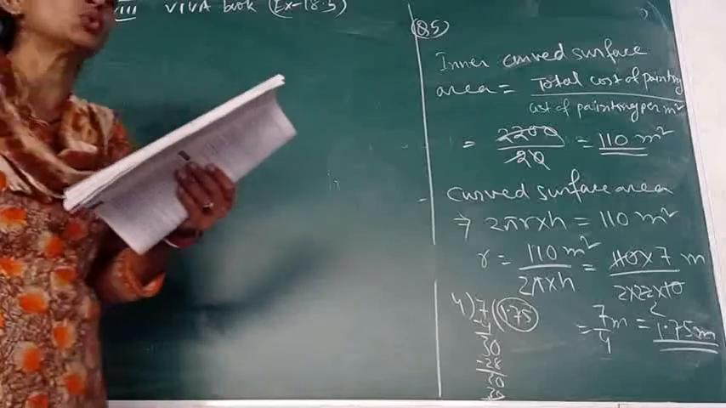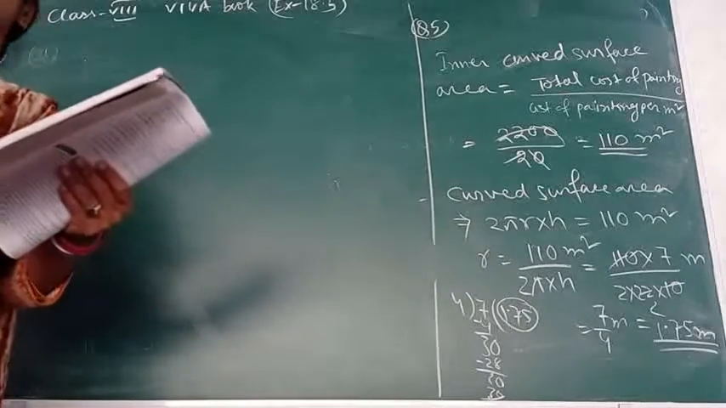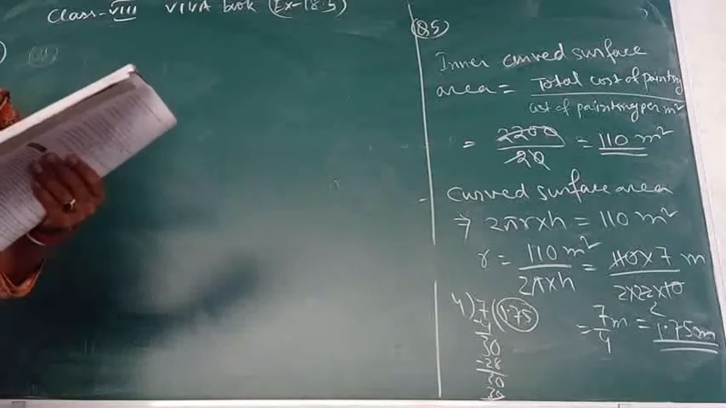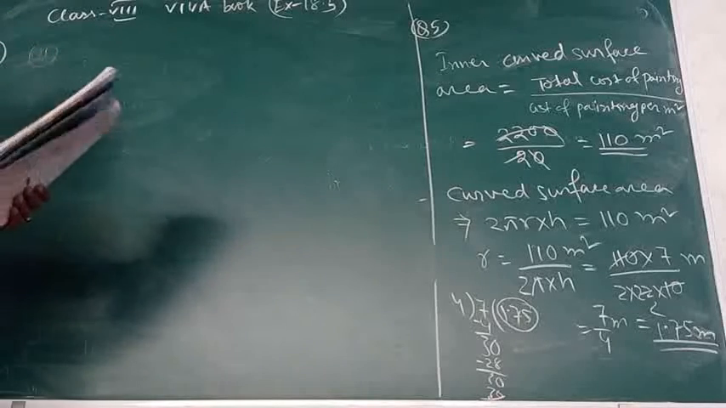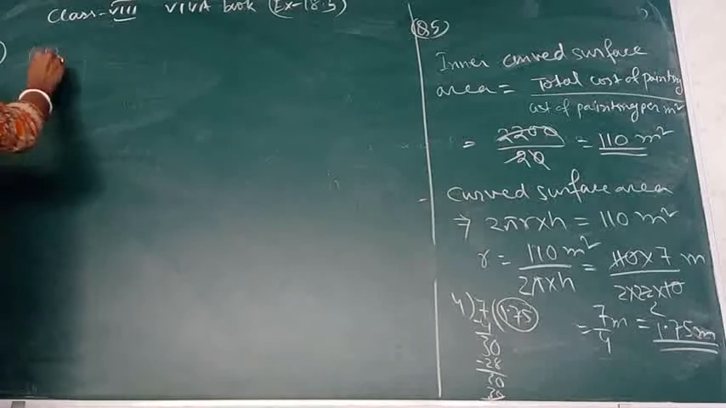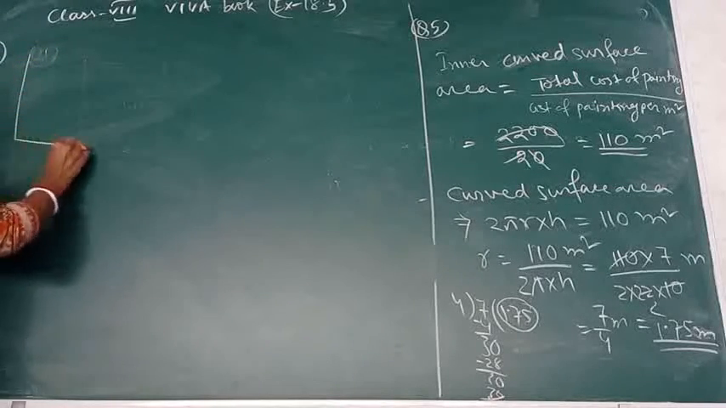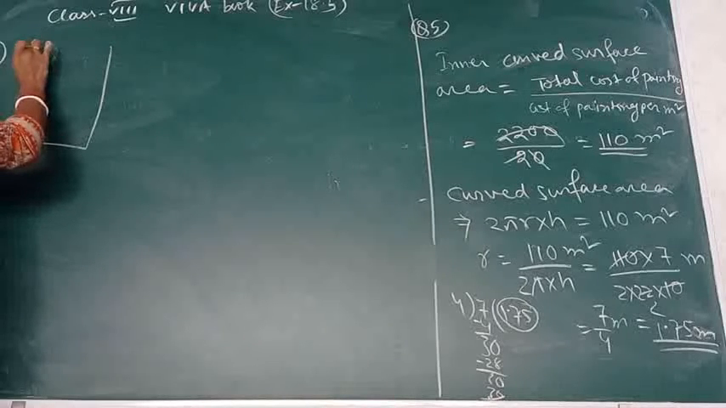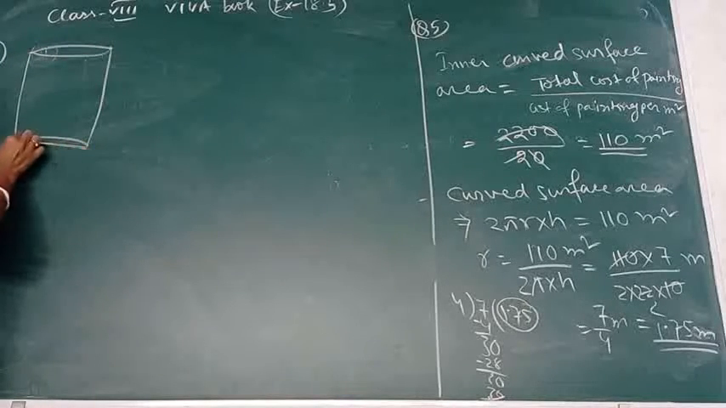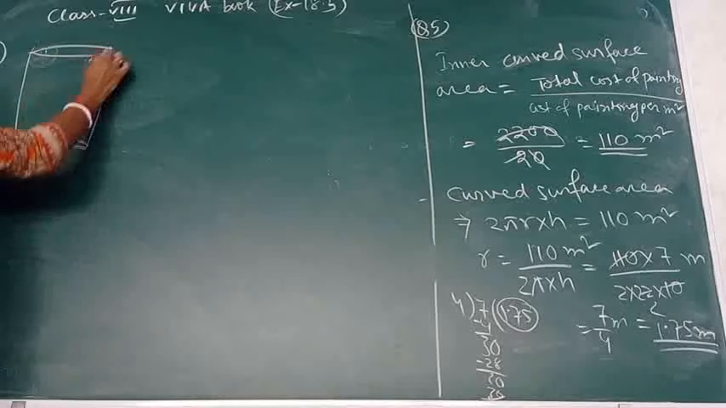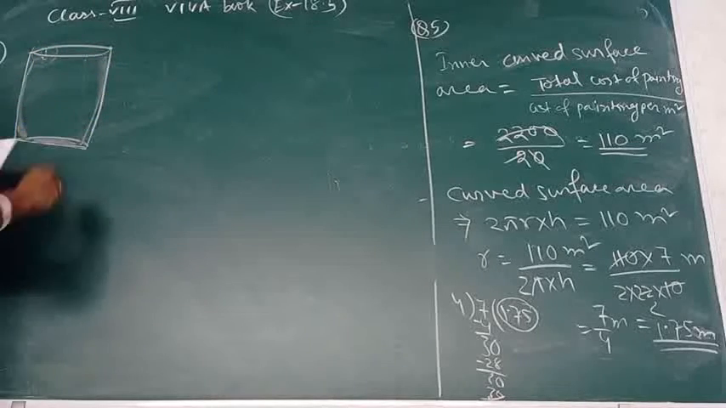You are asking for the whole inner part. That means not only the curved surface, here we are going for the base also. So how much area will it be? First we have to find it out. If this shape is something like that, it is open from the top. Yes, it is open here. So here I have to include this base and that curved surface, inner part.